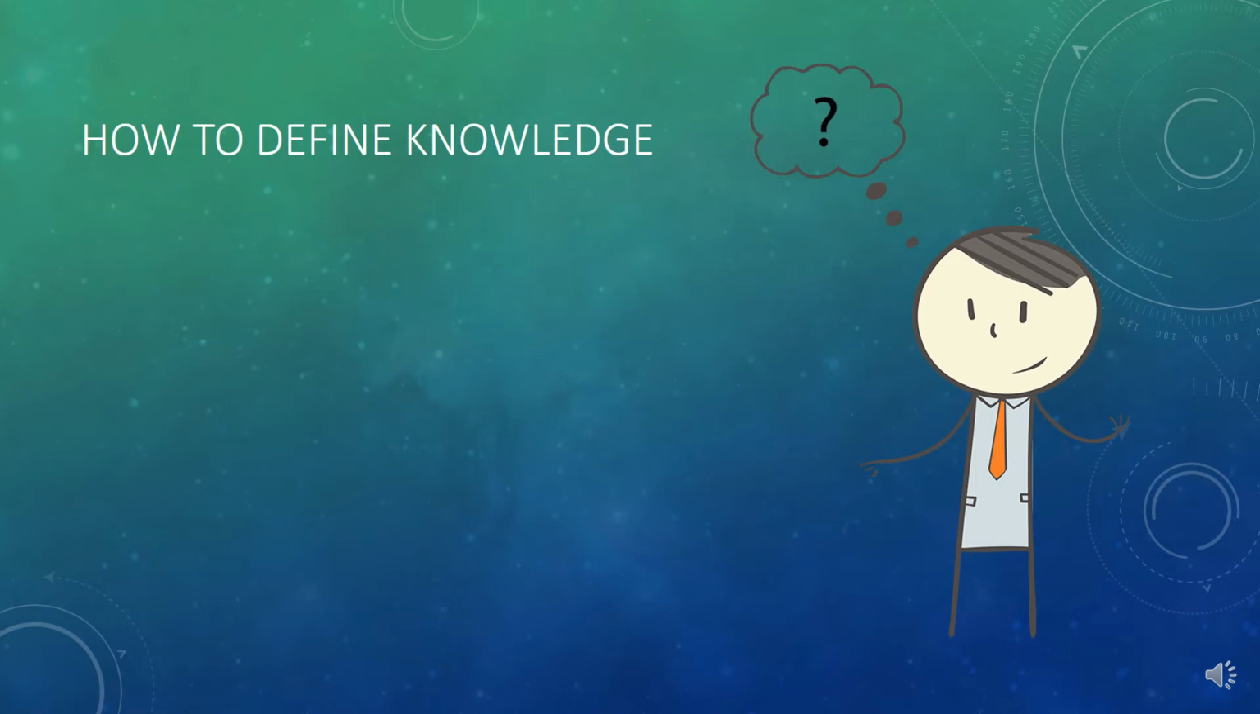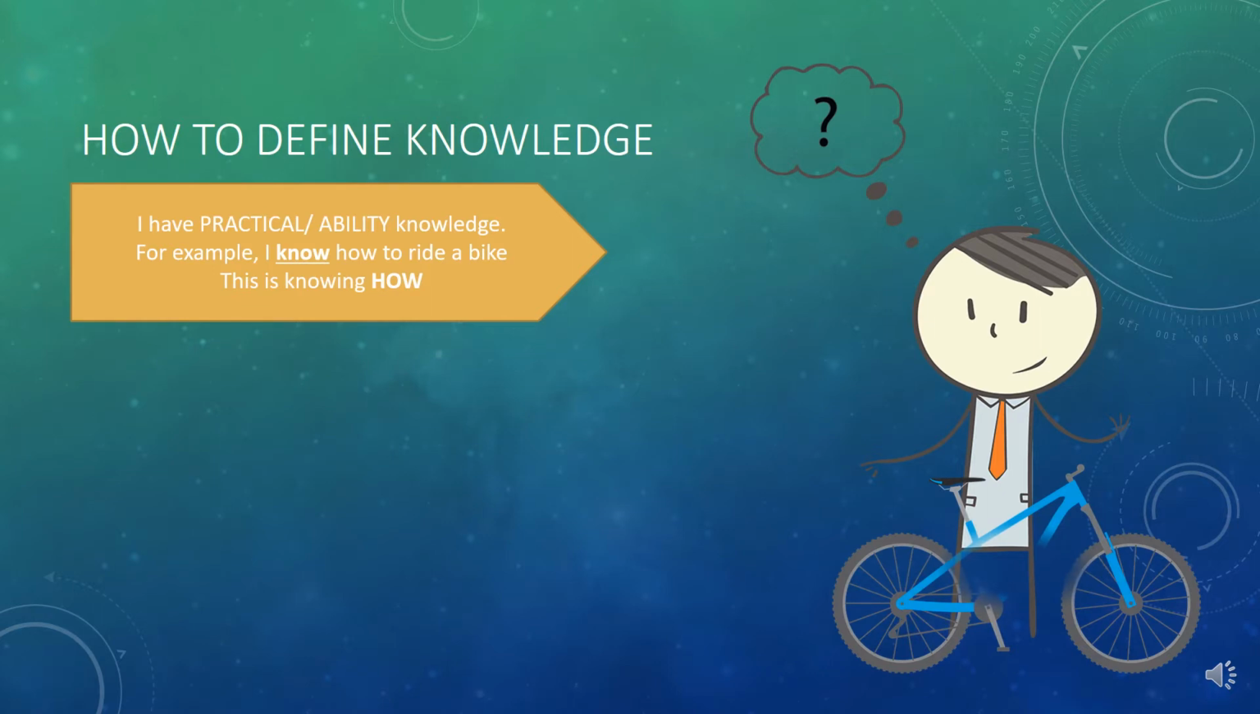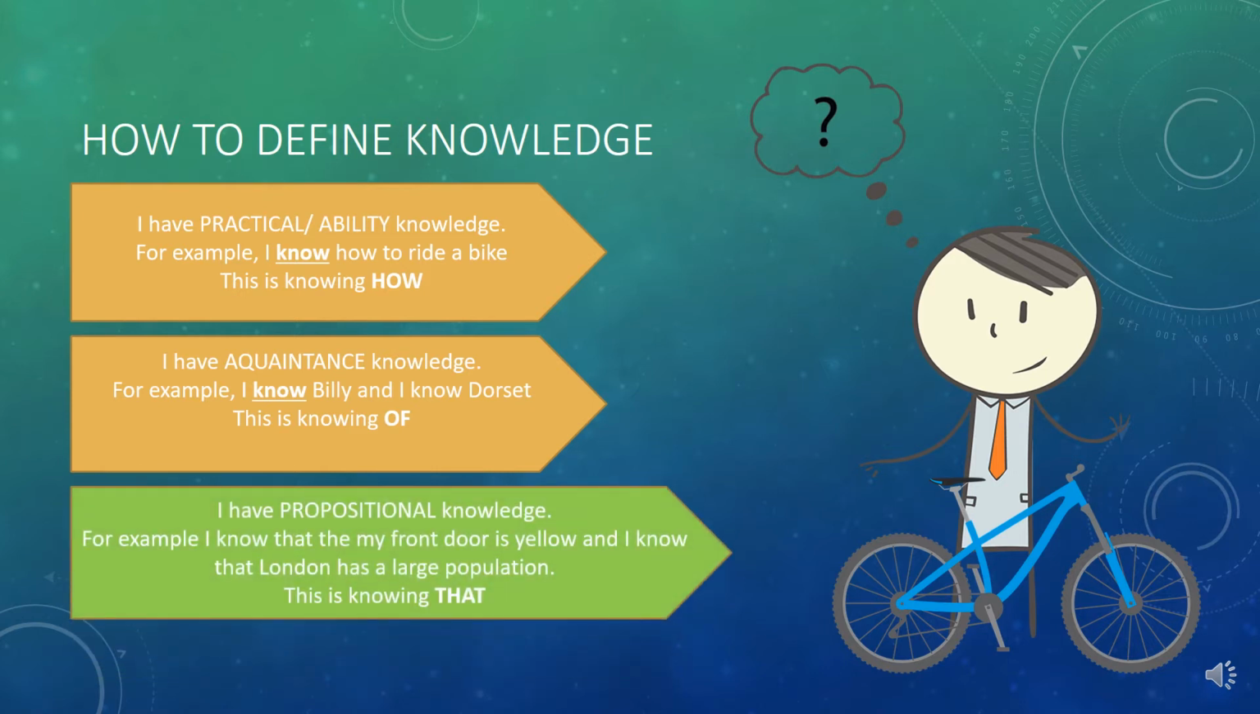What is knowledge? And first of all, let's think about how we should be defining knowledge. Well, after a quick think, it soon becomes clear that actually, knowledge is not just of one kind. There are actually three different types of knowledge. So, I have practical or ability knowledge. For example, I know how to ride a bike. This is knowing how.